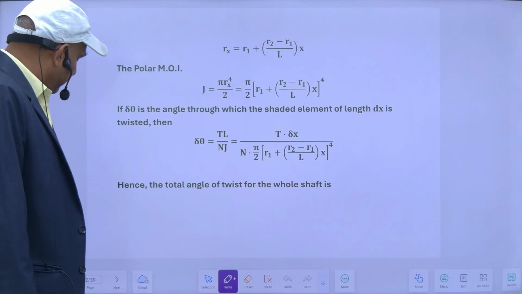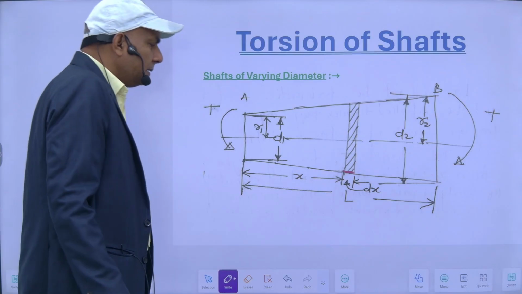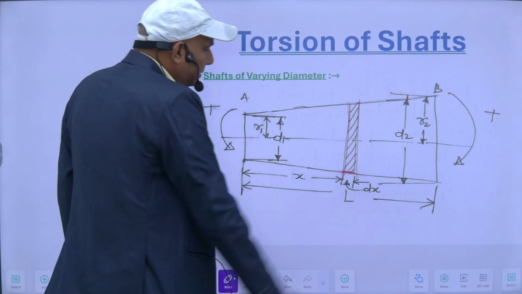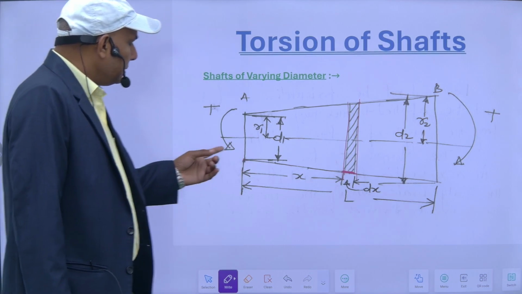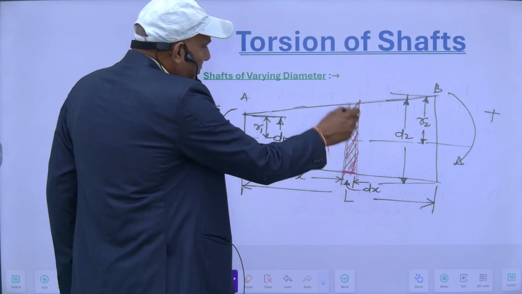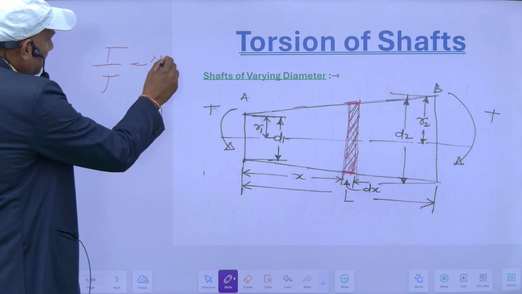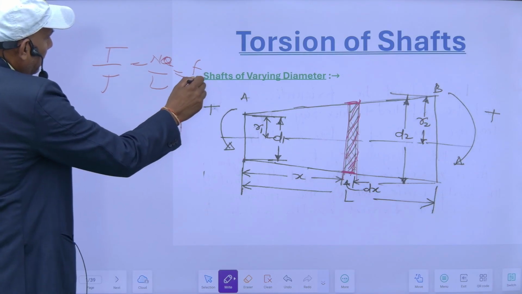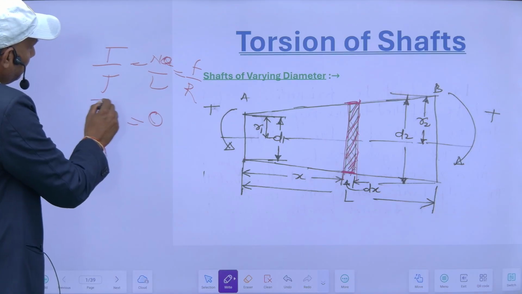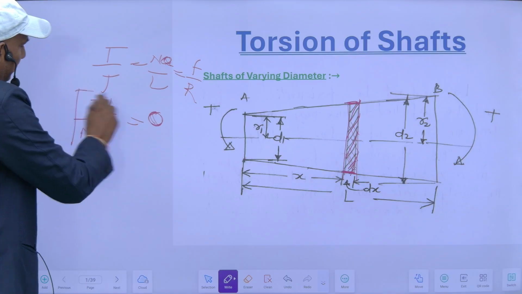So to find the angle of twist, since its diameter is varying, suppose I have considered a small strip of thickness dx at a distance x from this spot. So this is my elementary strip having a thickness dx, which is x distance from this end of the shaft. If I want to find the angle of twist for this elementary strip, then my formula is T upon J is equal to N theta upon L is equal to tau upon r. That I have explained in my earlier lectures. So this theta will be equal to TL upon NJ. So this is the formula of theta, angle of twist.